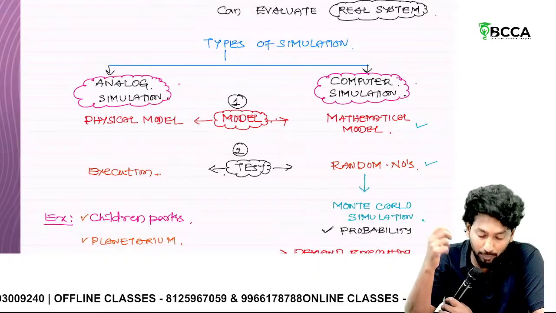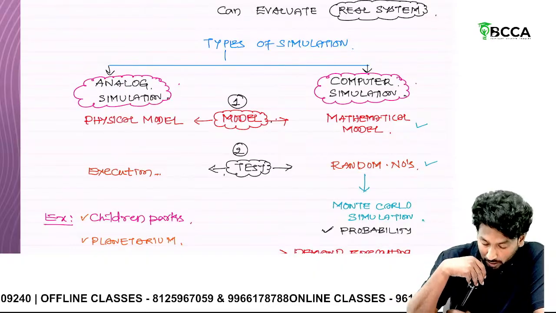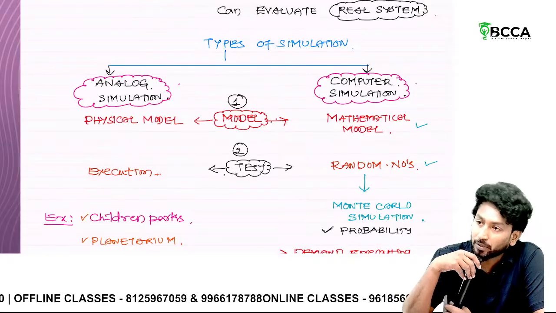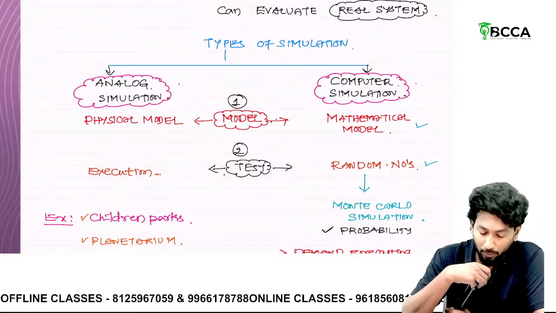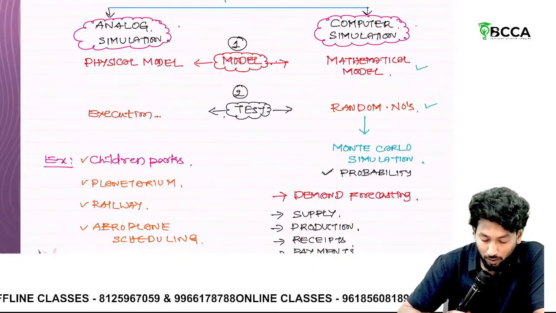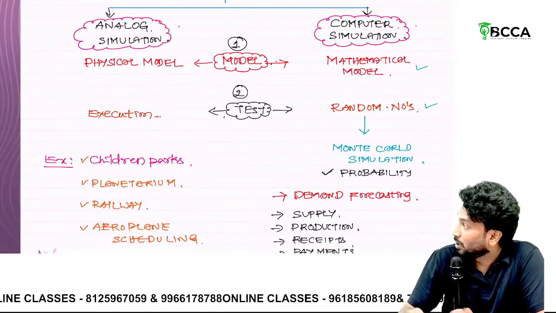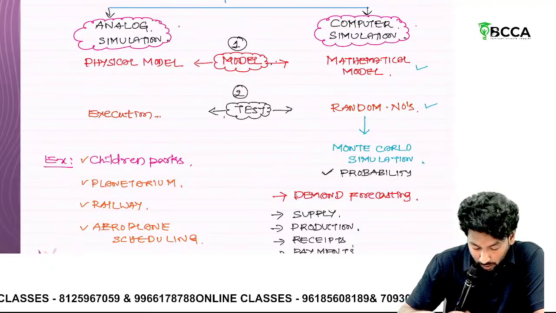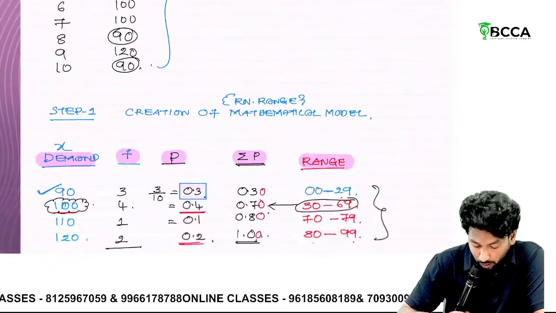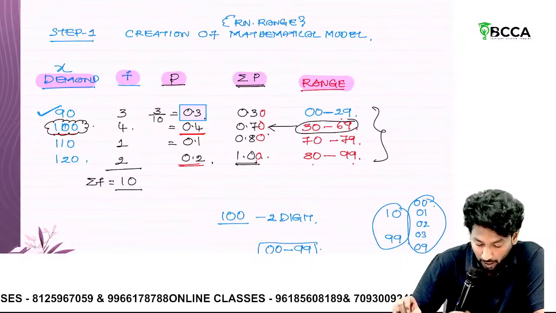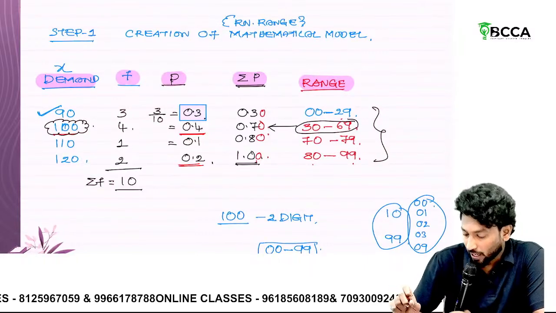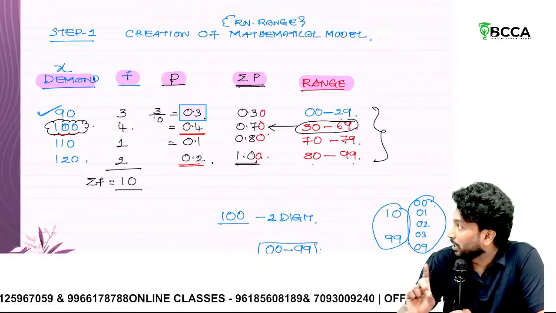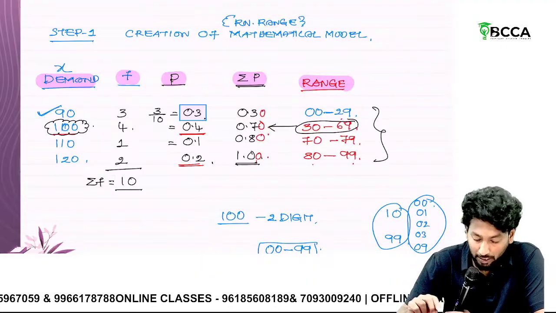If you create a mathematical model, that is computer simulation. In computer simulation we create a mathematical model, and that mathematical model can be tested using random numbers. That creation of a mathematical model and testing with random numbers, that process is called Monte Carlo simulation. In Monte Carlo simulation, we will have two steps. Step 1, creation of random number range, which is nothing but the mathematical model.